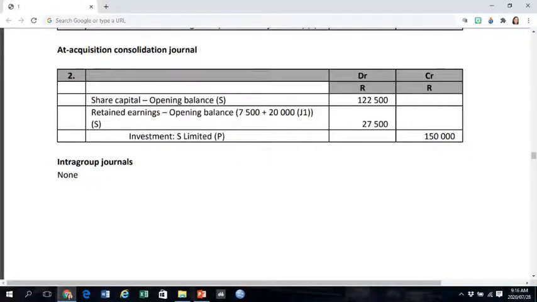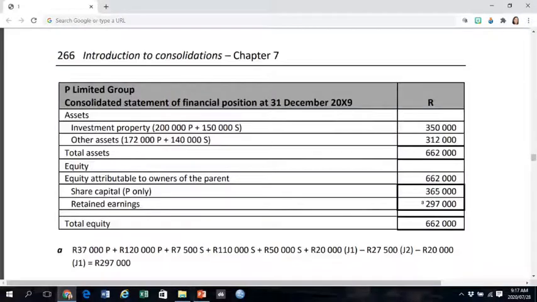The effect on the at acquisition consolidation journal entry would now be as follows. The retained earnings that you eliminate would be the given retained earnings at acquisition of the subsidiary plus this 20,000 retained earnings that was created through the business combination valuation journal. If you do not create the 20,000 and eliminate that in the at acquisition journal entry, you would end up with incorrect goodwill in this example.